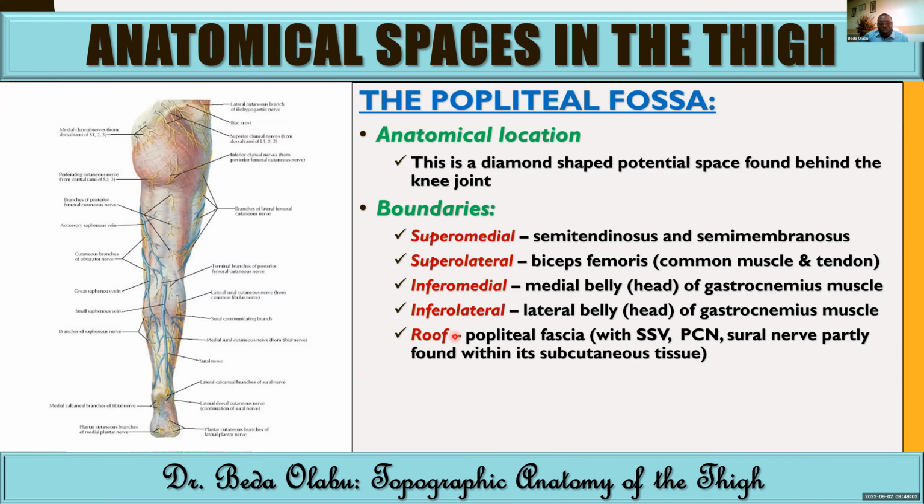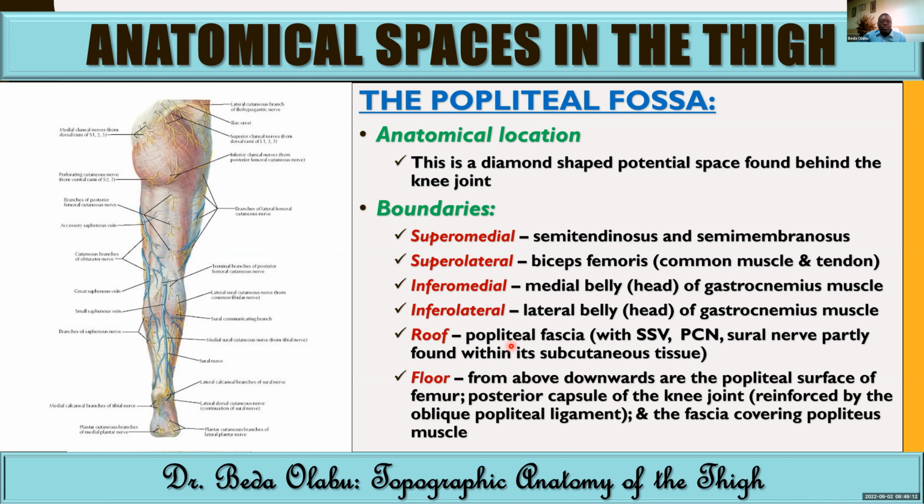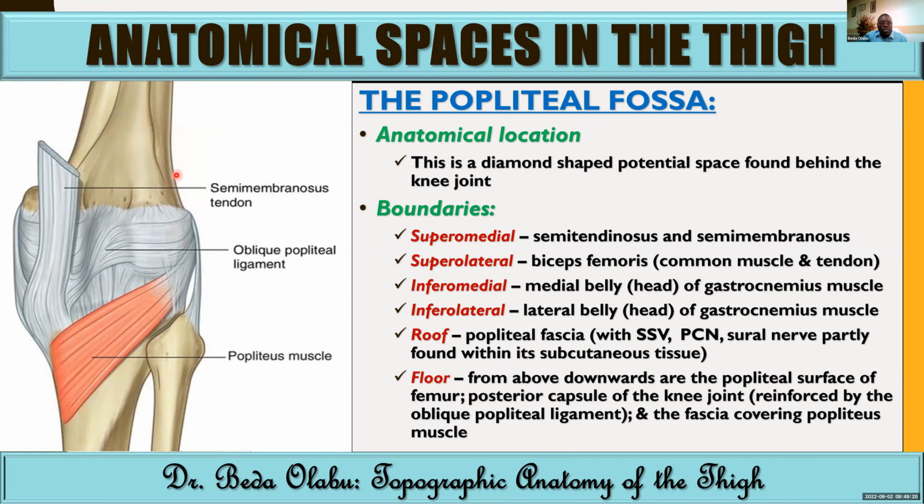So those are the structures which are found on the roof. But remember, the structure forming the roof is the popliteal fascia, which is an extension of the fascia lata over the popliteal fossa. How about the floor of this space? The floor of this space is formed from above downwards by this part here. That's the popliteal surface of femur. This is the popliteal surface of femur.